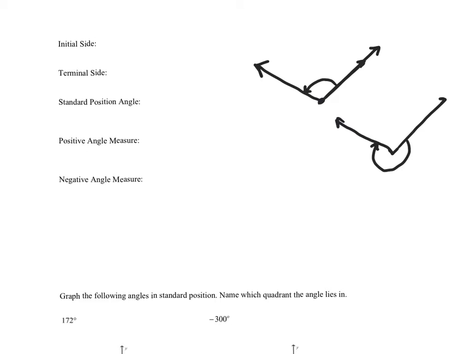So we will give names to the two sides of our angles. The initial side is the starting ray for the angle. So you think of the two rays together. And then the terminal side is going to be the ending ray of the angle.